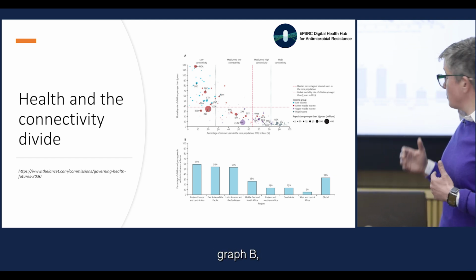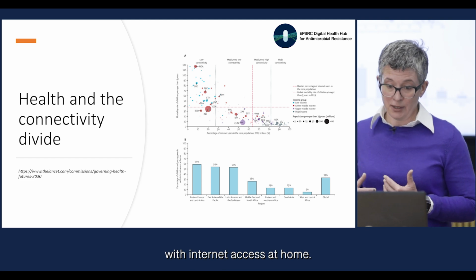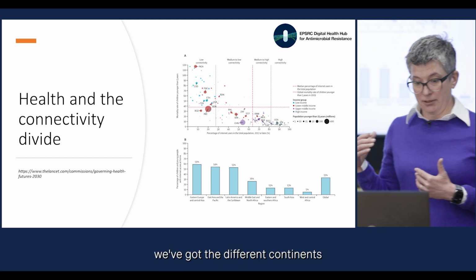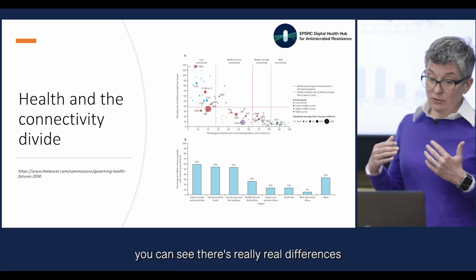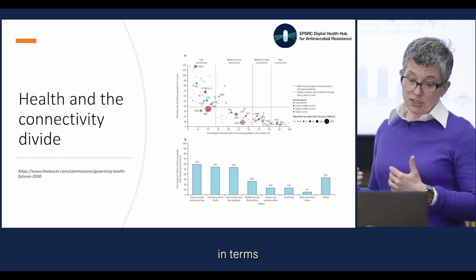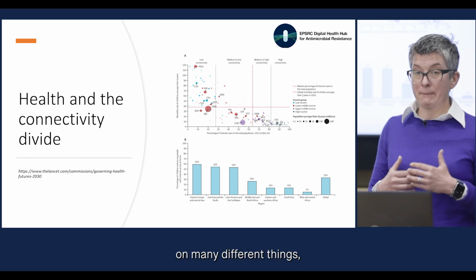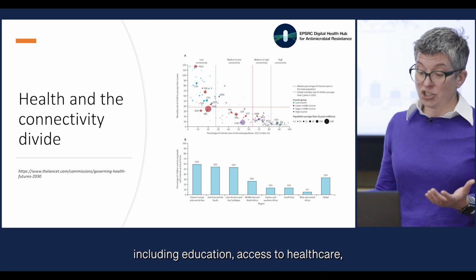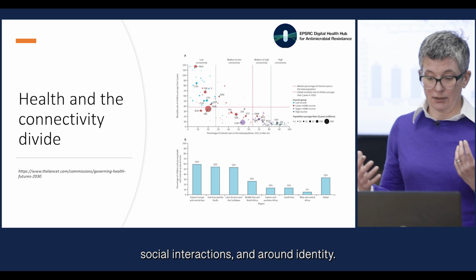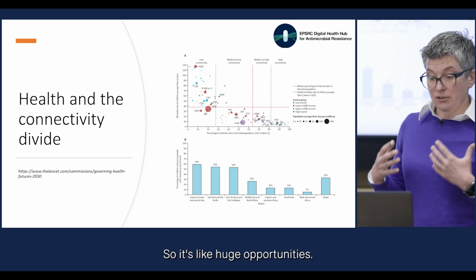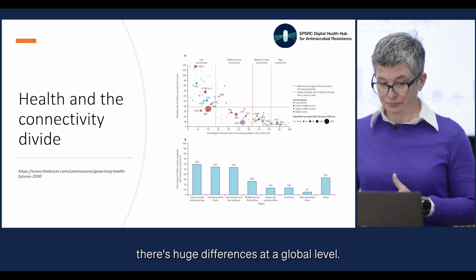And then in graph B, on the y-axis, we've got the percentage of children and young people with internet access at home. On the x-axis, we've got the different continents and global areas. Again, you can see there are real differences between these regions in the proportion of children and young people with internet access at home, which will be impacting many different things, including education, access to healthcare, social interactions, and identity. So there are huge differences in opportunities at a global level.